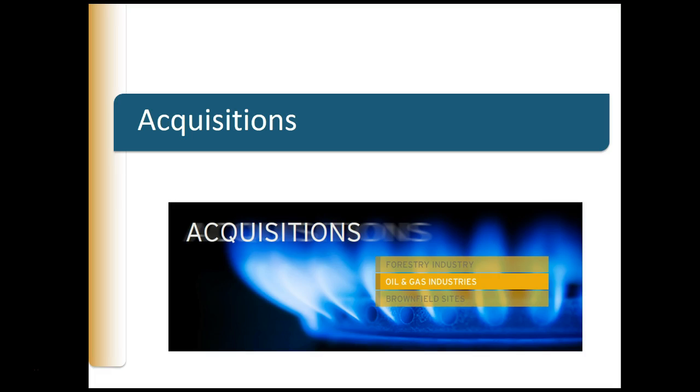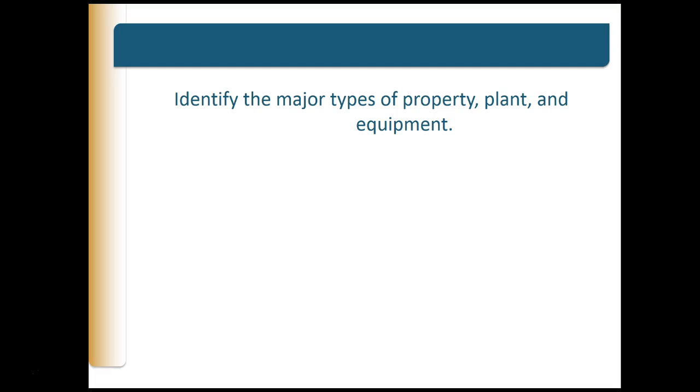Now, in this section, we consider the first issue in accounting for long-term assets, which is to identify them and measure their costs. So that's the first item we are going to handle, is identifying the major types of property, plant, and equipment.